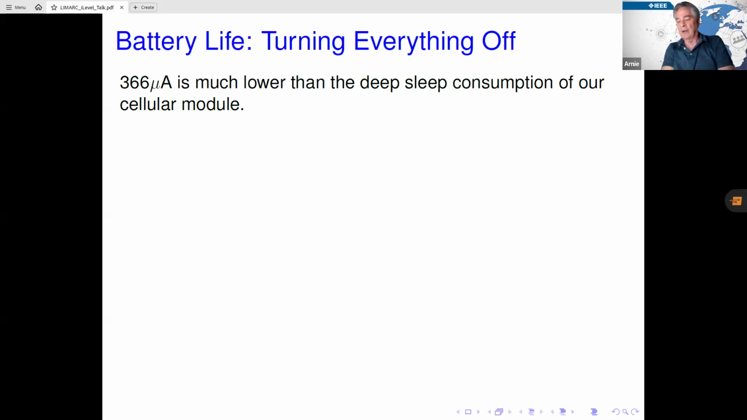The cellular module that we bought was a Hologram Dash at the time, and it was advertised to have something like 20 microamps of deep sleep current draw, which was essentially a lie. So we measured it, and it was about 2 milliamps. So that didn't work.